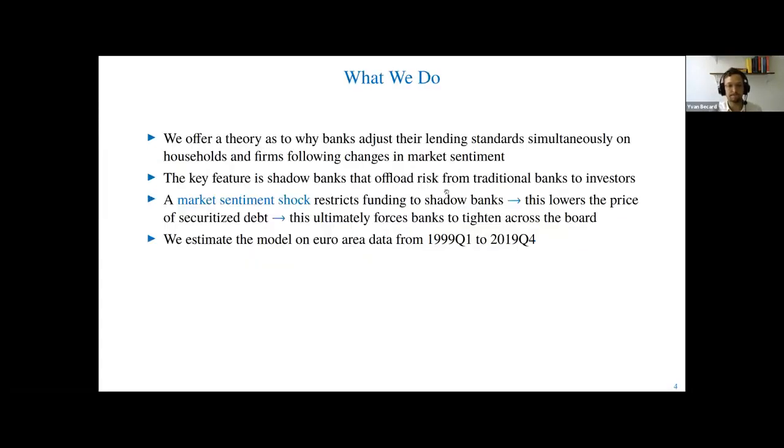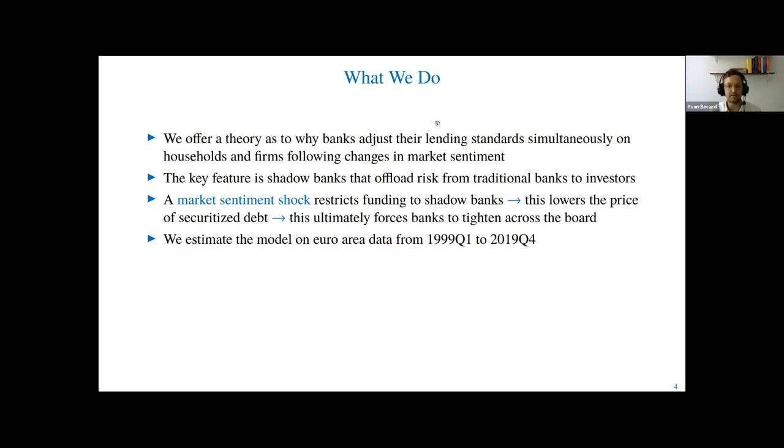So what we do in this paper is we build a simple theory that explains why banks adjust their lending standards and their interest rates simultaneously on households and firms, following a change in market sentiment, or a change in investor confidence. And how do we link investor confidence to credit spreads? We do that through the financial sector. In particular, we have a financial sector with two types of financial institutions. We have the traditional banks that just make loans, and we have shadow banks that are engaged in securitization, and they are here to offload risk from traditional banks to investors. I'll explain that.